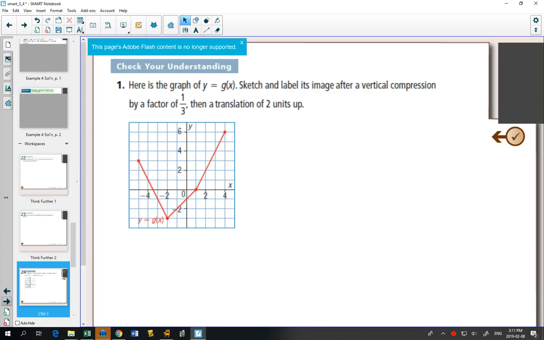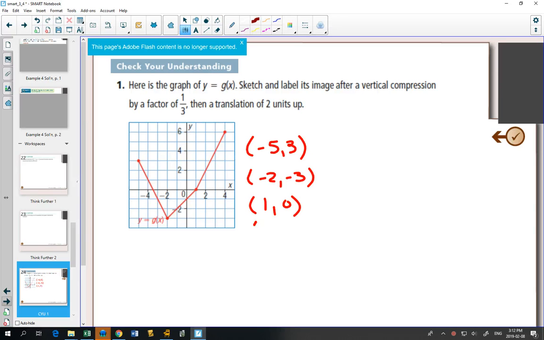Here's the graph of g of x. Sketch and label its image after a vertical compression by a factor of 1/3, and then a translation 2 units up. For this one, it's a weird looking graph with a bunch of straight lines. Can you see there are 4 key points? We can take those 4 key points: one of them is at -5, 3, then -2, -3, 1, 0, and finally 4, 6.